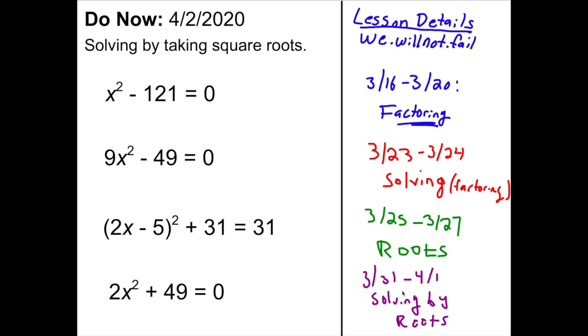This is Mr. Murray coming to you with a do now for Course 1 Honors for Thursday, April 2nd, 2020. This is going to be solving by taking the square roots. What I want you to do is solve these four equations by taking square roots. If you haven't seen the lessons from the past couple days, I do recommend you take a look at that prior to doing this do now, as we've been spending a couple days working away at square roots. So again, pause the video, try to solve these four, and when you're ready, unpause, and I'll show you what I got.